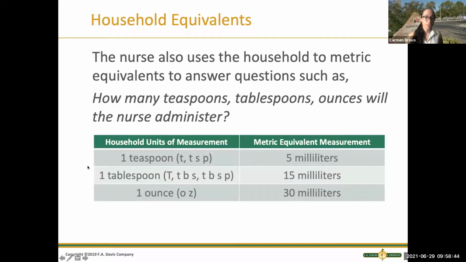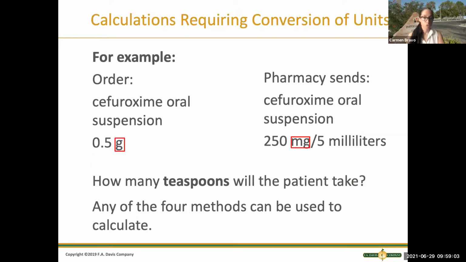More of those household equivalents. So like I said, when you get any of this, how we are going to administer, we have to add this into the conversion. We will add them into our setup as well. There are other calculations that we also have to add from the conversion table, such as grams and milligrams or mcgs. For example, here it says, this is the order: cefuroxime oral suspension, and they're ordering 0.5 gram. And the pharmacy is sending me 250 milligrams in 5 mLs. But the question is asking, how many teaspoons would the patient take?